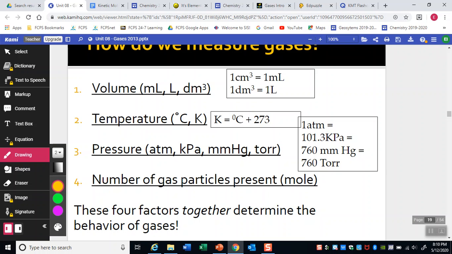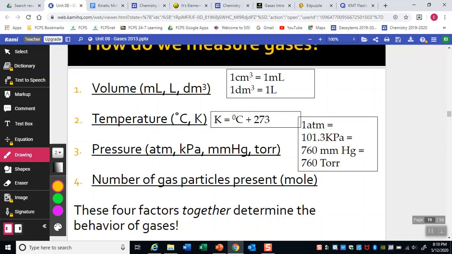Pressure, you have 4 units for pressure. The conversions there would be 1 atmosphere is 101.3 kilopascals, which is 760 millimeters of mercury, which is equal to 760 torr.